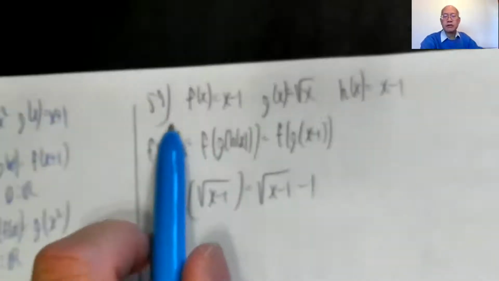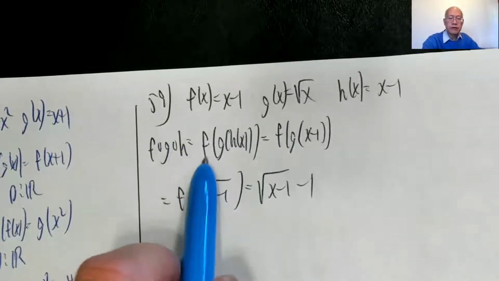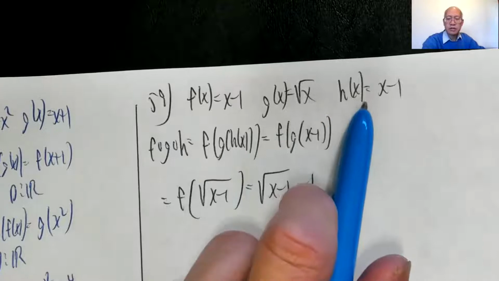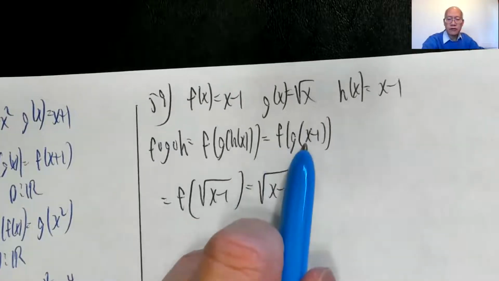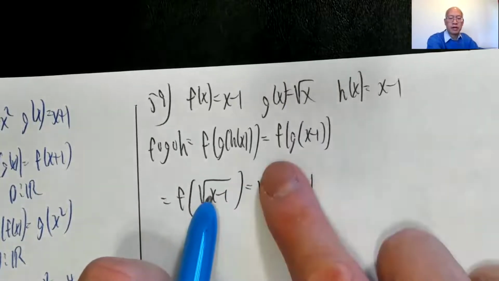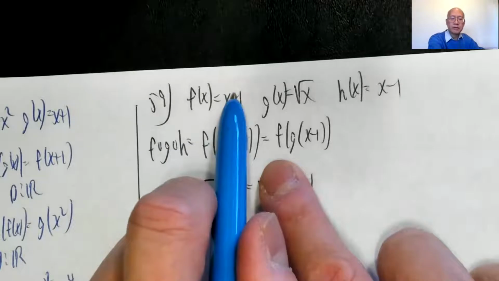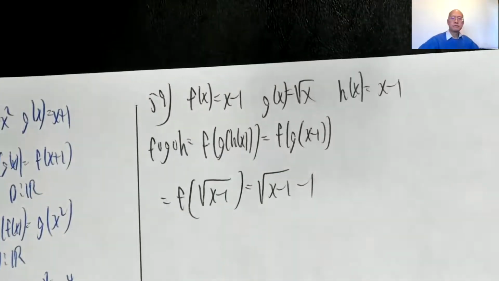59, you have a composition of 3 functions, f∘g∘h. So f of g of h of x, h of x is x minus 1. So x minus 1 goes there. Then I want g of x minus 1. g takes the square root of that thing. So f of radical x minus 1. And f just subtracts 1 from whatever you give it. So radical x minus 1, minus 1. Okay. All right, so that was section 2.7.